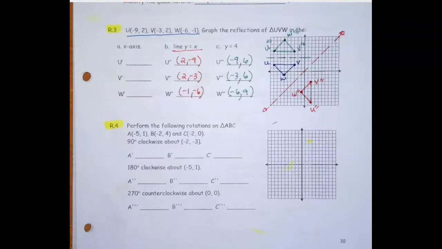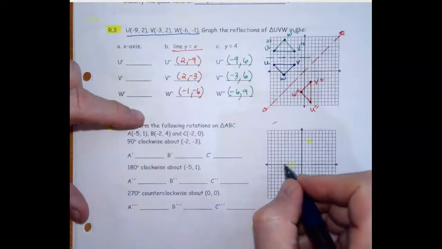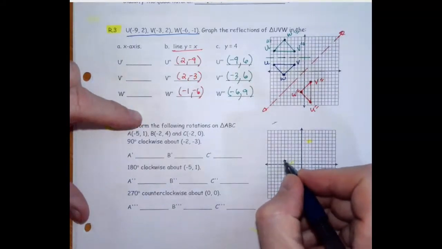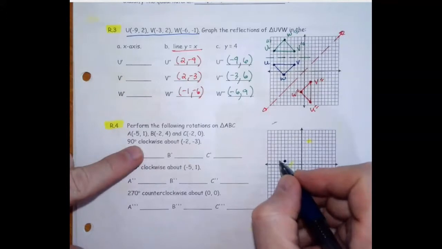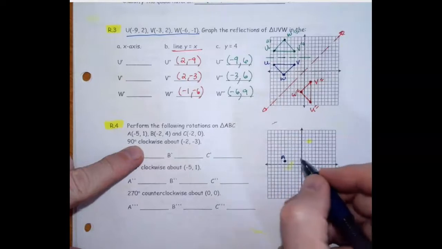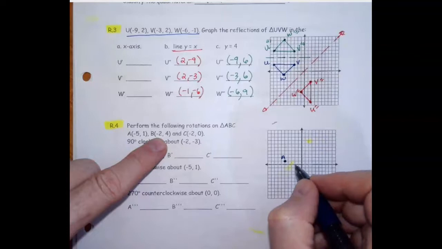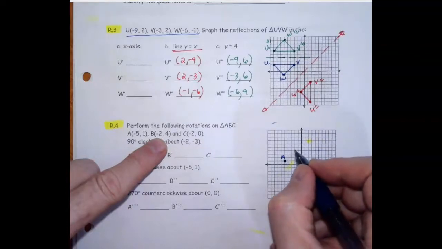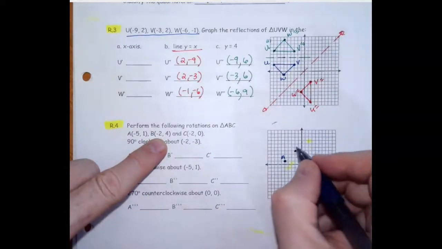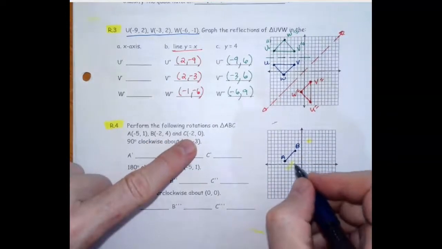Okay, so perform the following rotations. So again, we need the original first. So, A is negative 5, 1. Sorry, these are on the long side, but this is review, so if you don't need the review, just fast forward and write it down, maybe. Negative 2, 4 is up there. That's B. And C is negative 2, 0.